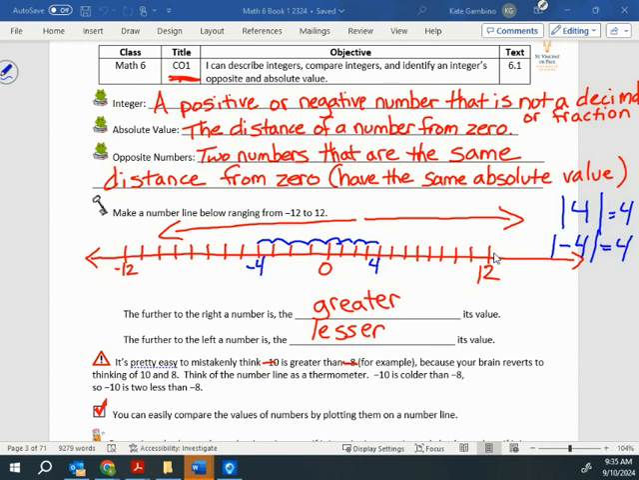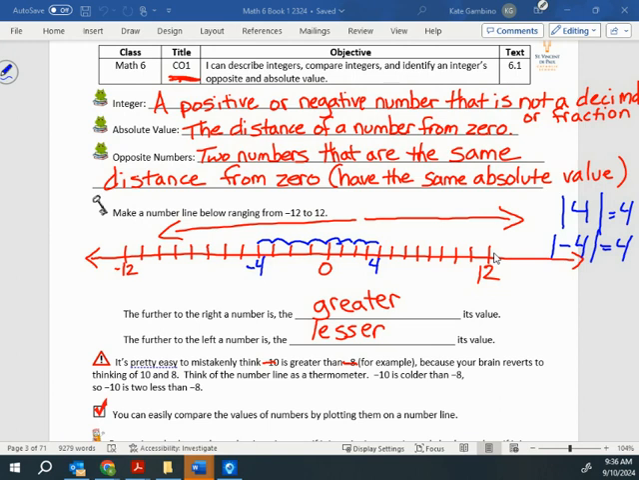Opposite numbers, two numbers that are the same distance from 0, they have the same absolute value. So if we look at that 4 and the -4, they both have an absolute value of 4. So the opposite is going to be the positive and the negative of the same number. So 4 and -4 are opposites. They're the same distance away from 0. How are we feeling about that? Show me your thumbs. Feeling okay, some of us are like, okay, I'm kind of following. We're going to do some examples together to help it really sink in.